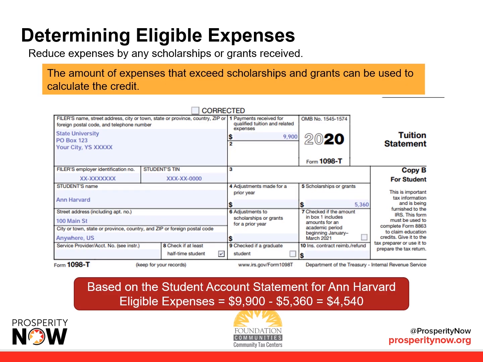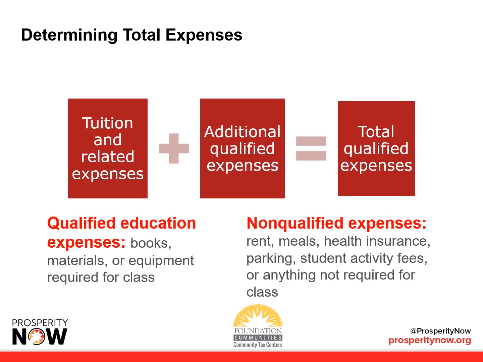In order to determine eligible expenses, you need to reduce the expenses by any scholarships or grants received. So based on this student account statement from Ann Harvard, the eligible expenses are $9,900 minus $5,360, which results in $4,540. Just remember, tuition and other related expenses plus additional qualified expenses equals total qualified expenses.